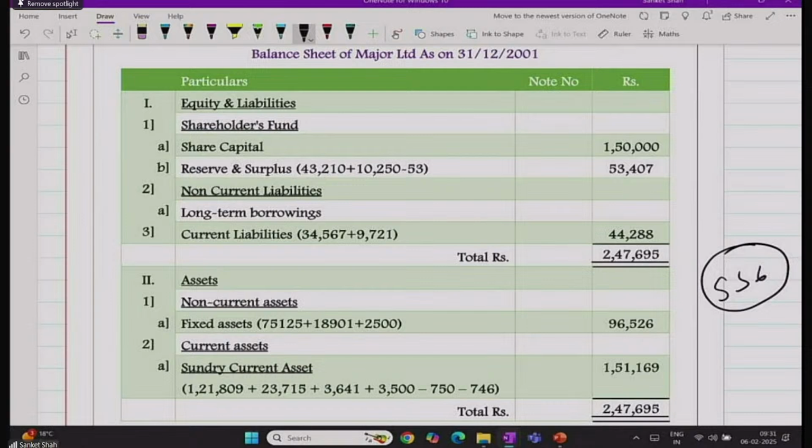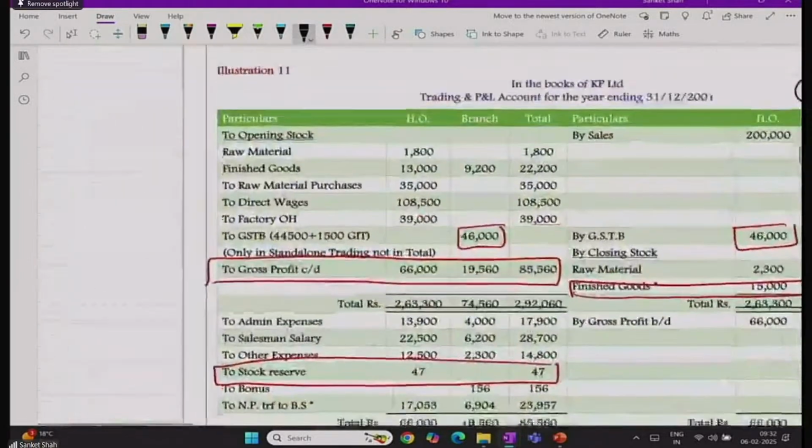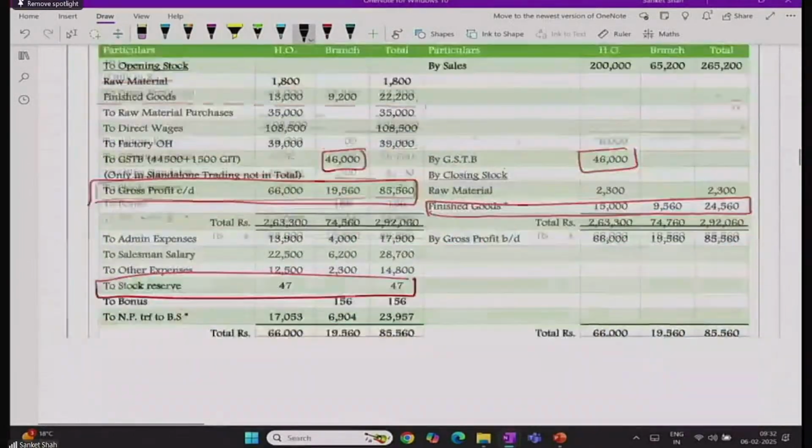If they ask you for a balance sheet, you must know how to write it. So note it down. Though it is not asked, you can add the balance sheet there. Okay, sir. Done, sir. This question is already completed, no? 11. Yes, sir.